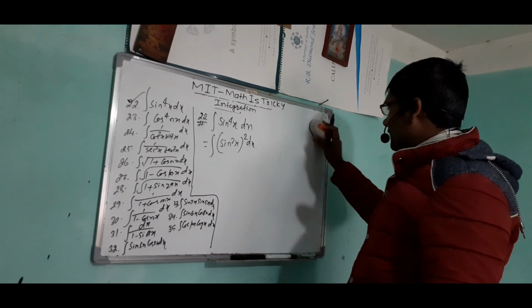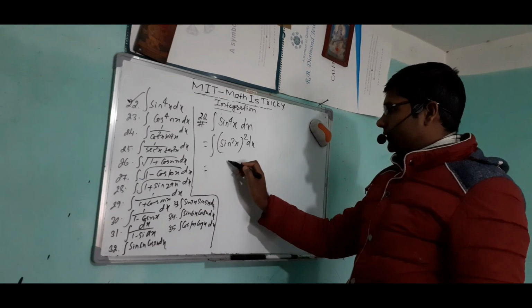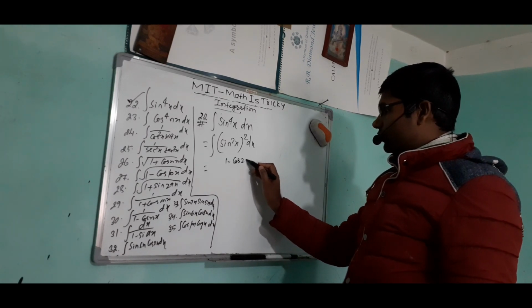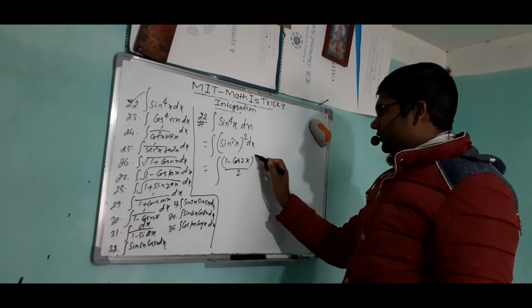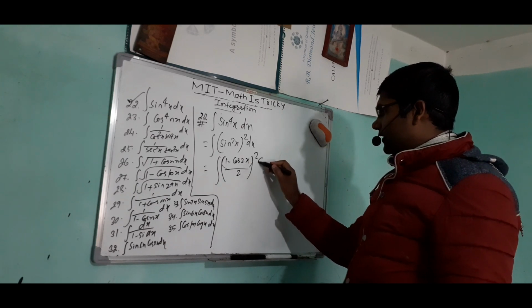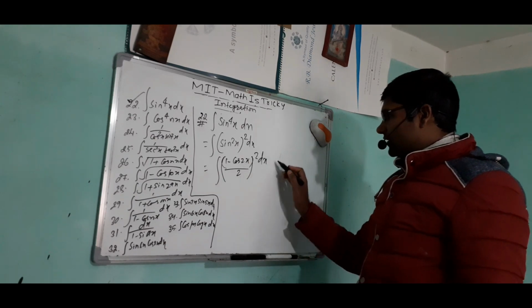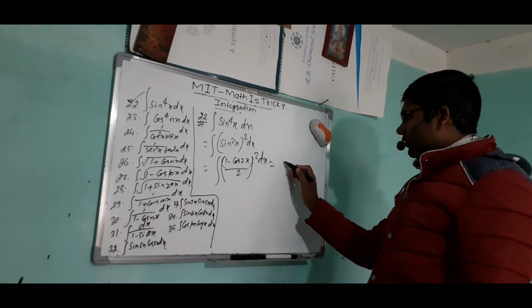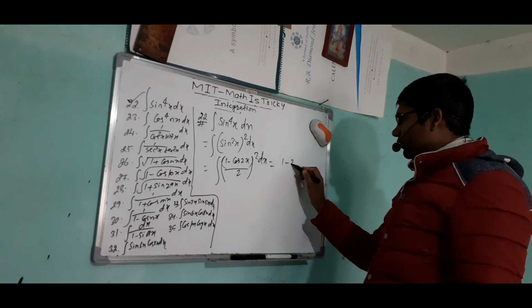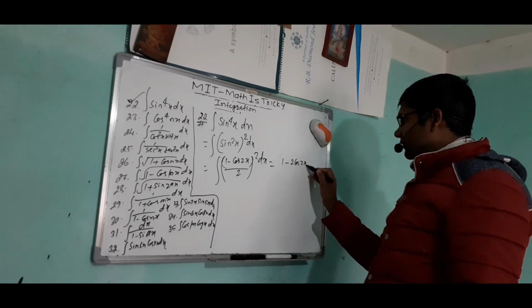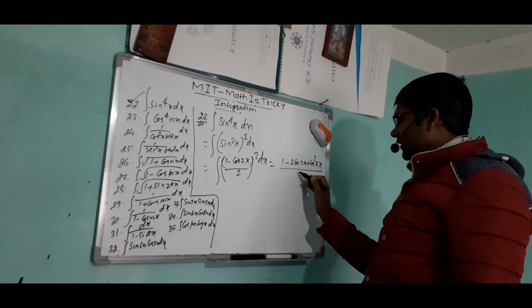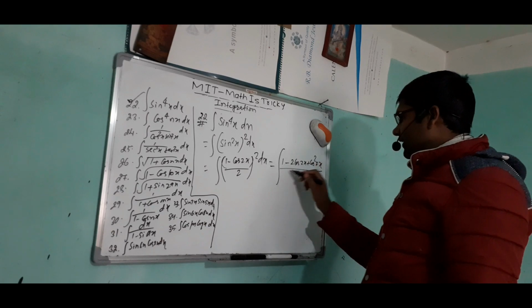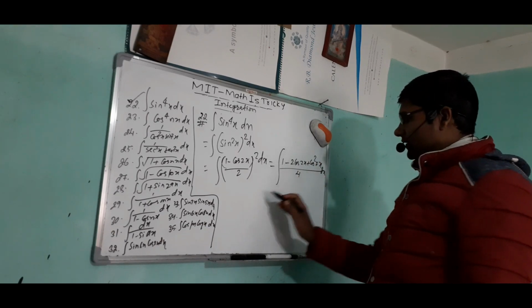So it can be written as ((1 − cos 2x)/2) whole square dx. Again we can write this as (1 − 2 cos 2x + cos² 2x)/4 integration dx.